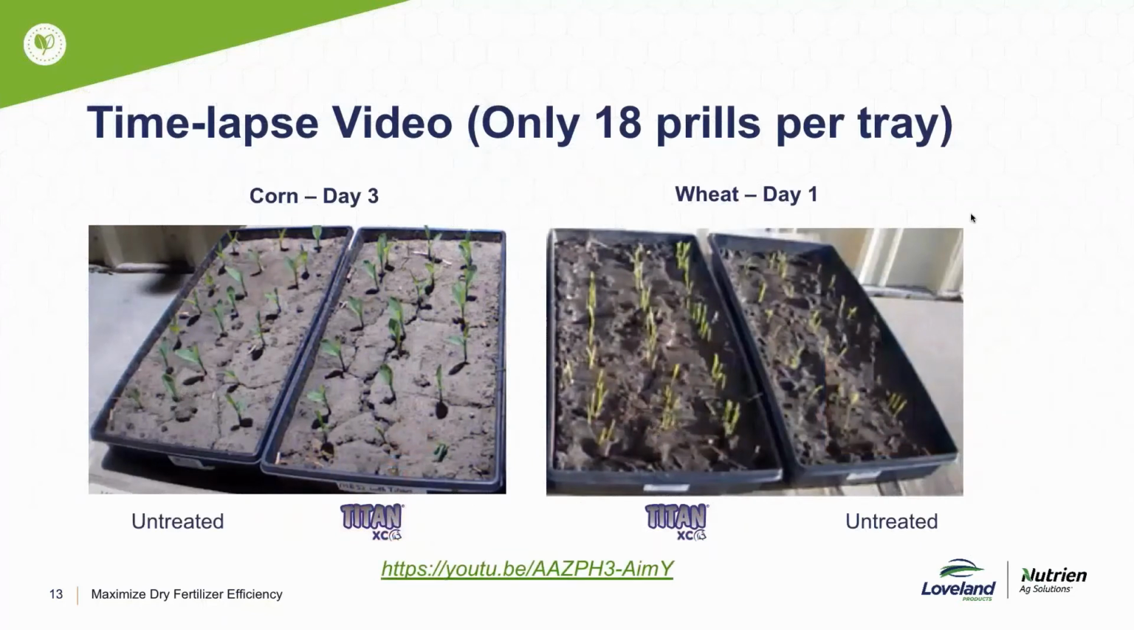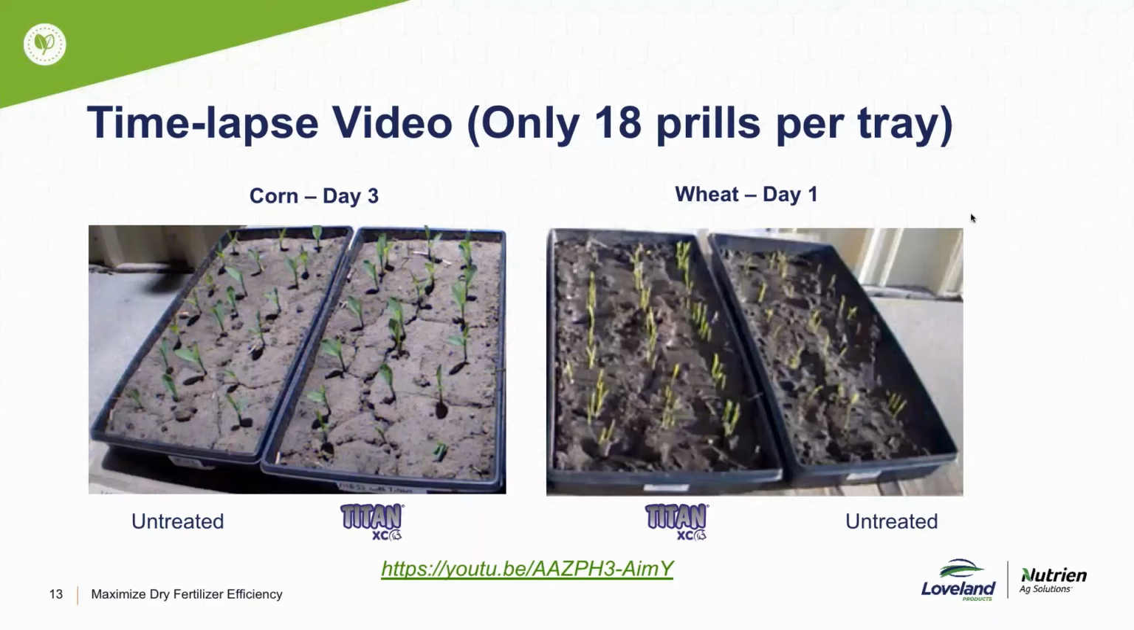Here's another look at a time-lapse video that was done at one of our locations, where they were saying, okay, we want to prove it. So we're going to plant corn and we're going to plant wheat. We're going to have one tray with fertilizer that's untreated and a tray with the same amount of fertilizer treated. Now you can see in the title of that, there's only 18 prills in each of these trays. These trays are about a foot wide and probably 26 to 28 inches long, but there's only 18 prills with or without Titan XC in this video.